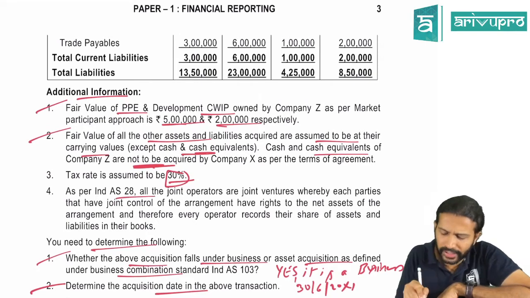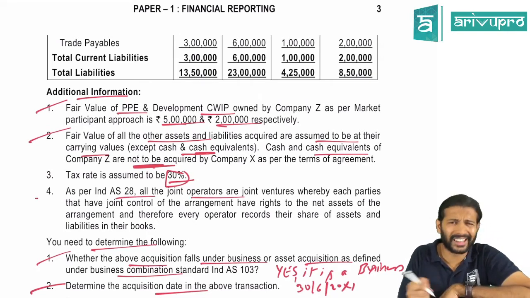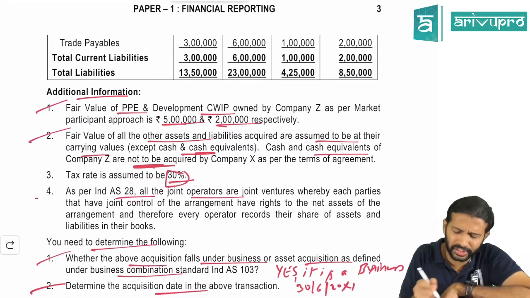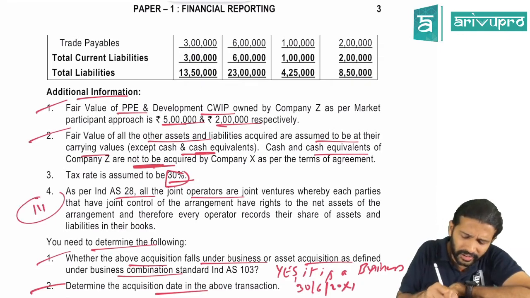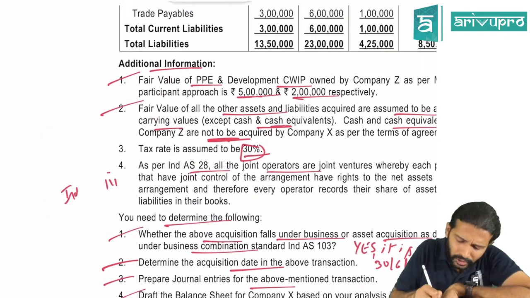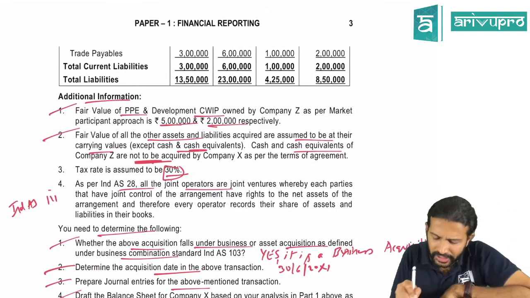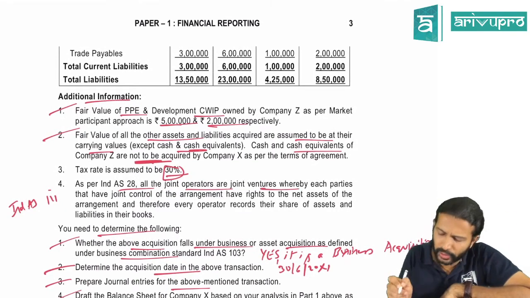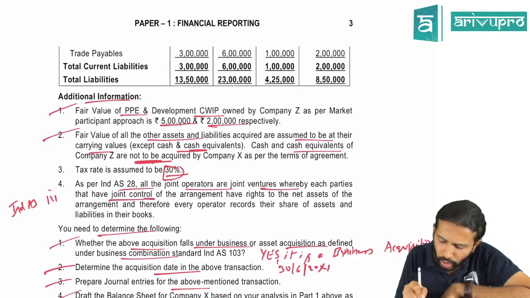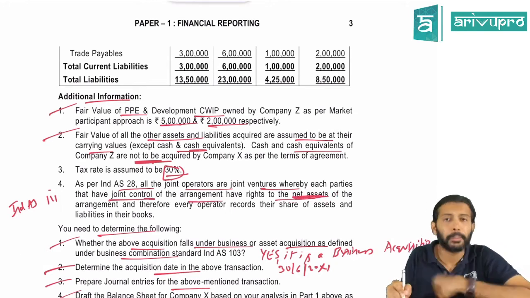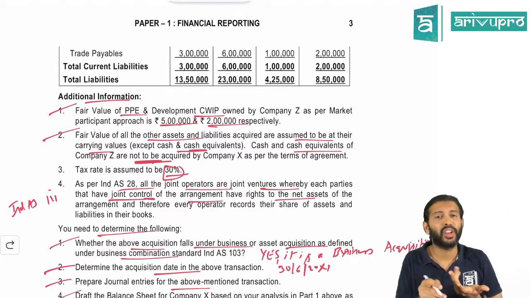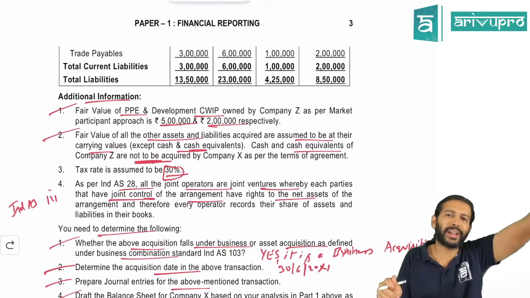As per Ind AS 28, all the joint operation, the sentence is a little dicey. I don't know why they gave it, because joint operation is not covered under Ind AS 28. It gets covered under Ind AS 111. Fair enough. Just for the sake of it, I'll read it off. As per Ind AS 28, all the joint operators are joint venturers whereby each party has joint control of the arrangement and has rights in the net assets. This is wrong again. Because if they have a share in the net assets, we can't do this accounting. We have to apply equity method accounting.